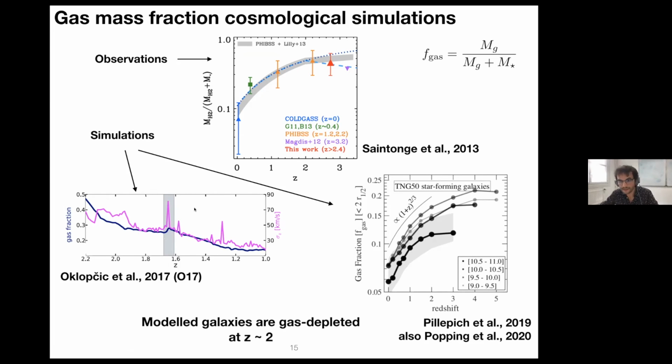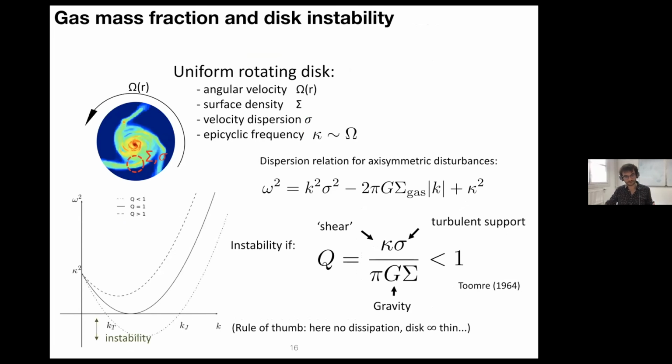It's also the same in the Illustris paper, where the gas fraction inside 2 times the effective radius at redshift 2 is more around 15%. It's not 50 at all, right? So modeled galaxies in those simulations are gas depleted at redshift 2, and this makes a lot of difference when we think about disk stability, right?